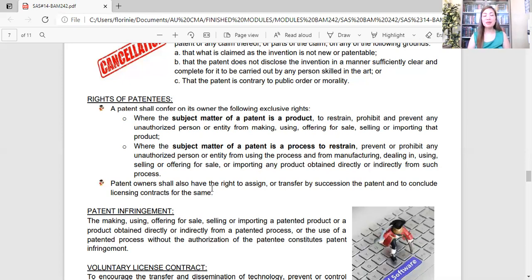Matindi rin yung rights ng patentees kasi you can actually ask the court to restrain other people from using, okay, from using unauthorized people.